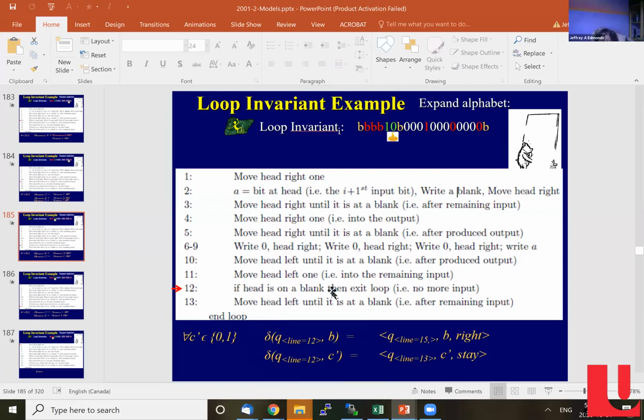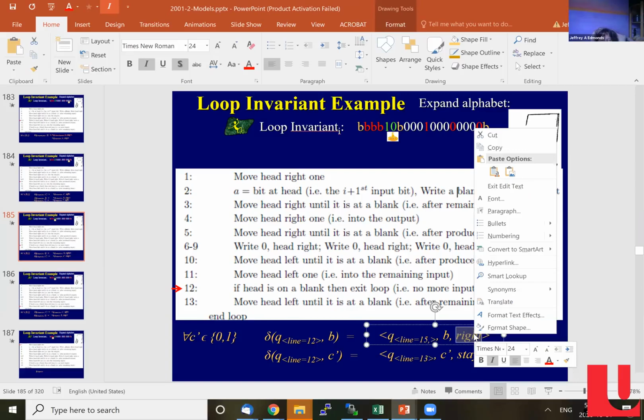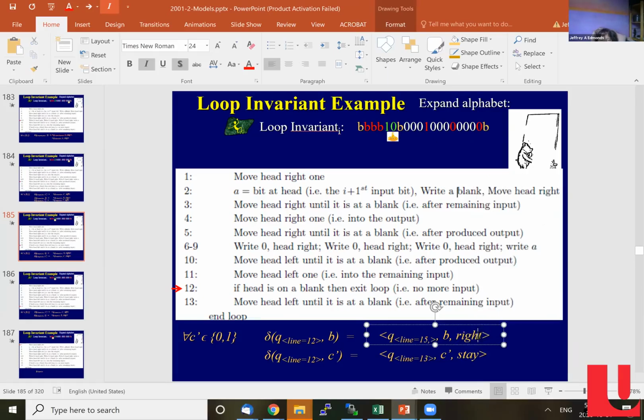If it's on the blank, exit the loop. So if I'm in line 12 and I'm reading, why did I put it right there? I have absolutely no idea. Get rid of it. You can put whatever you want there. I probably, I don't know why. Maybe I cut it and pasted it. I'm going to line 15. You're right. I shouldn't have moved the head. That would be better as a stay. Oh, okay, gotcha. All right, that's all. Thank you. All righty. Are we good?